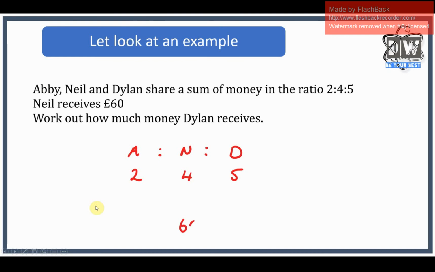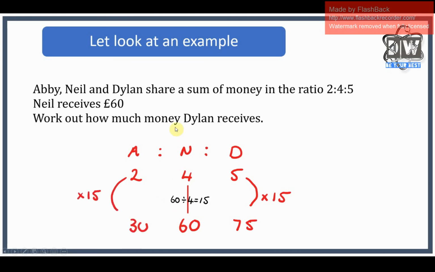So we're going to drop down our 60. Okay, so just remember, every time we did a share, we gave 2 to Abby, 4 to Neil, 5 to Dylan. All right, so how many times do we go through that process before we got to 60? So we need to take our 60 and divide it by 4, and it gives us 15. Now that was 15 shares, 15 rotations through. So we're going to take our 15 and times it by 5, and times it by 2. So 5 times 15 is 75, and 2 times 15 is 30.